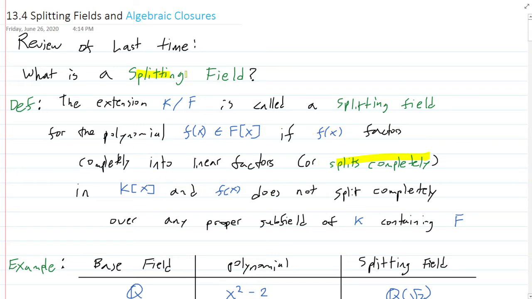And furthermore, for it to be a splitting field, we require that the polynomial f of x does not split completely over any proper subfield of K containing F. So K is the smallest field where your polynomial f of x splits completely. In other words, all of the roots of your polynomial are in this extension K.